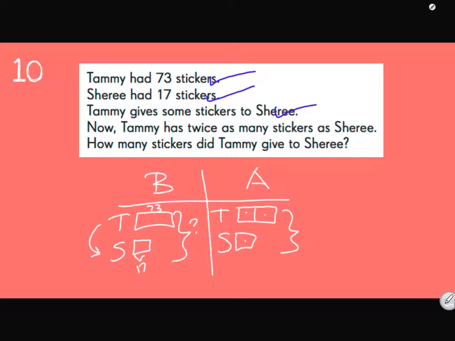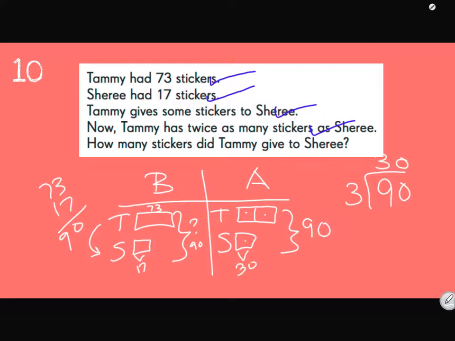So altogether, 73 plus 17 is 90. So they had 90 stickers altogether from the beginning, which means they still have 90 stickers here. It's just that some of them were given to the other girl. There wasn't like a friend who came in and added stickers or something. So now this is a problem we know how to solve. We know that we have 90 surrounding 3 equal parts, and so we can simply divide 90 by 3, and 90 divided by 3 is 30, which means that one part is 30.